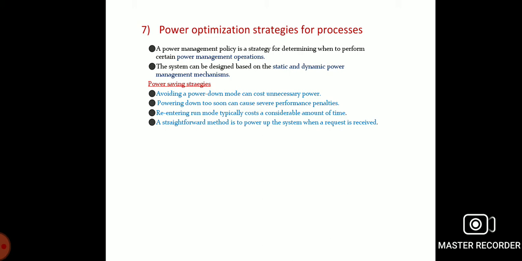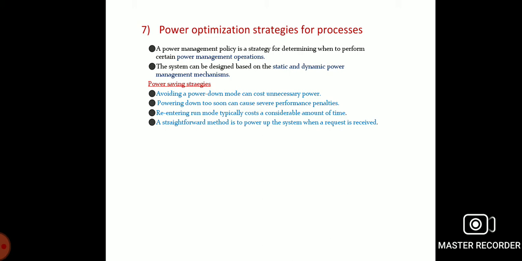Number one, avoiding a power shutdown mode can cost unnecessary power, and powering down too soon can cause several performance penalties, and re-entering the run mode typically costs a considerable amount of time. A straightforward method is to power up the system when a request is received.